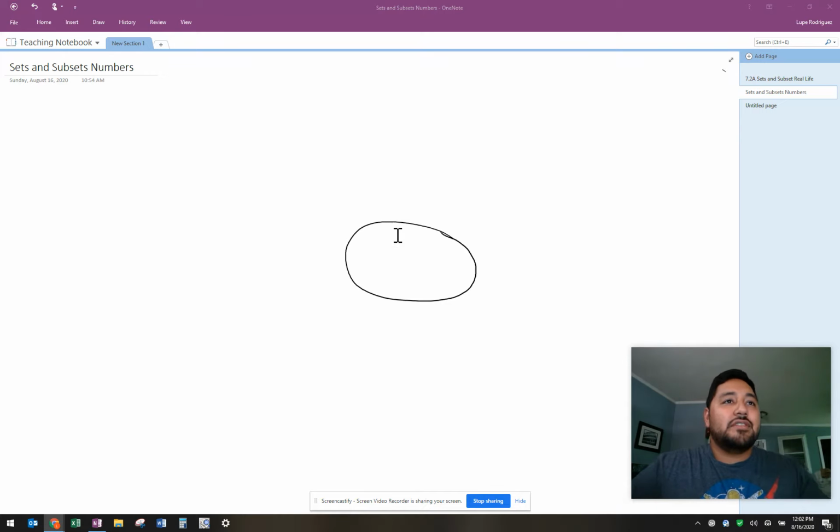For our first subset, we're going to start with the smallest and work our way out. For our first subset, we have what are called natural numbers, and these are numbers that you naturally start counting with. If I were to say, I want you to start counting now, you will probably start counting with the number one, and then two, and then three, four, five. So you have one, two, three, four, five, six, and I can keep on going forever.